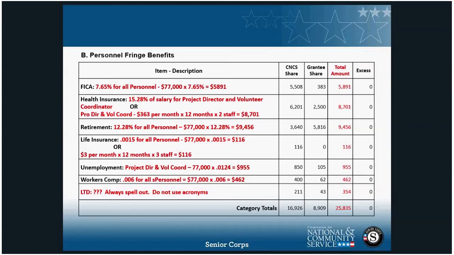If the benefit doesn't cover all staff in the personnel expense, indicate the staff that are covered, for example, for health insurance, it's only the project director and the volunteer coordinator, if for some reason you have maybe the executive director or some other staff member proposed in your budget in the personnel section. E-grants only accepts whole numbers, so round up or round down accordingly. And these are all for illustration purposes.